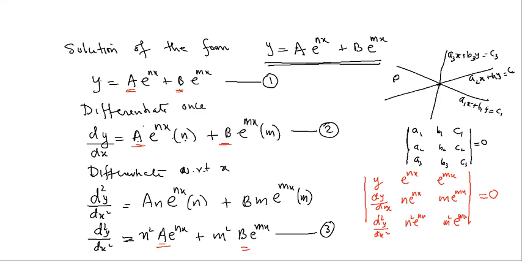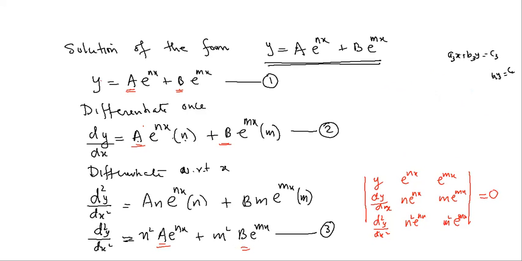Equations 1, 2, and 3 are consistent in A and B. All of them have the same values for A and B. Therefore, the determinant of these three equations should be 0. Now I'll use some properties of determinants. The first property is that I can take common terms out. What are the terms which are common? e raised to nx is common. e raised to mx is common.